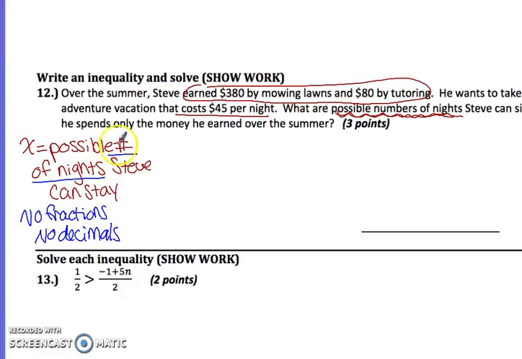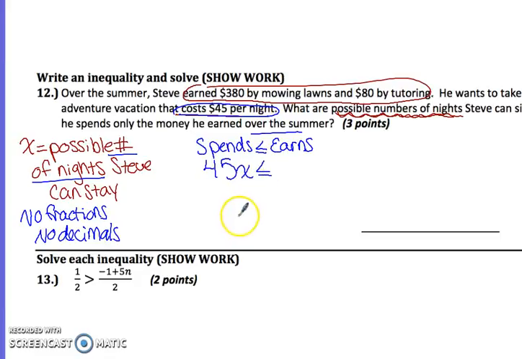Because we're talking about money, he can spend only the money he earned. So what he spends has to be less than or equal to what he earns. So let's look. What is he spending? He's spending $45 a night. So it'd be 45x, which has to be less than or equal to what he earned. He earned $380 by mowing lawns plus another $80 for tutoring. So first I did 380 plus 80; 45x is less than or equal to 460.